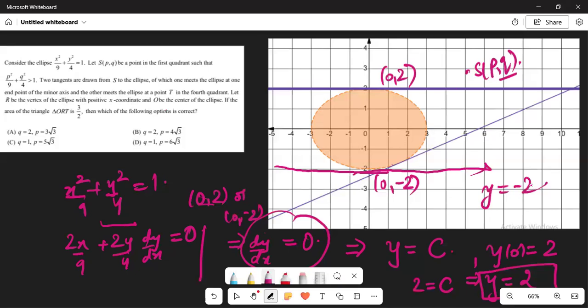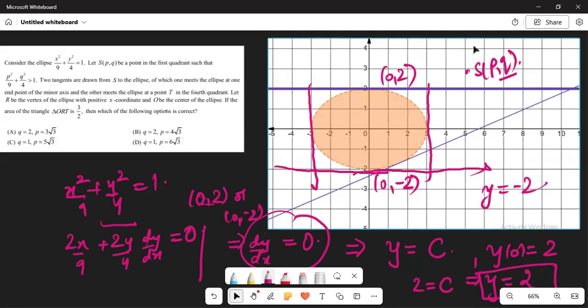If you check this for the vertices (3, 0) or (-3, 0), then you'll get the vertical lines as the tangents. You can follow the exact same method and you'll see.